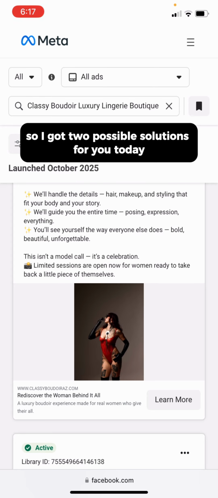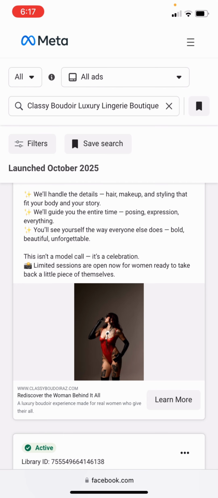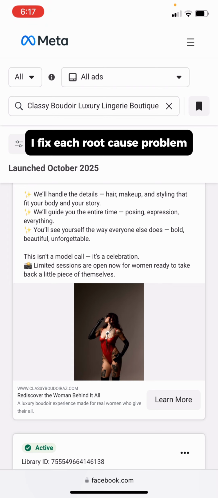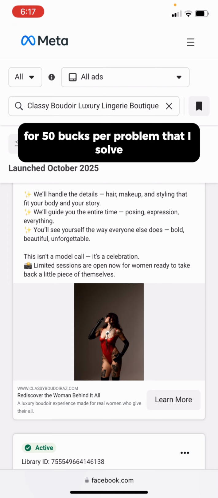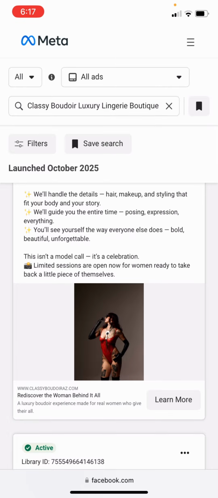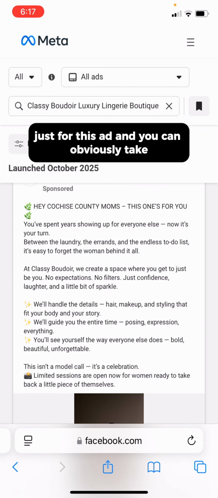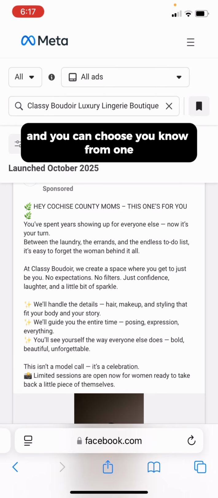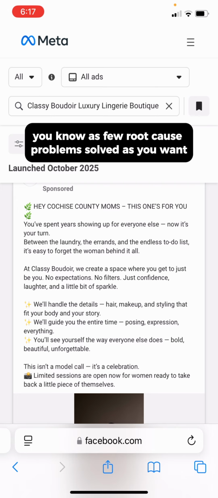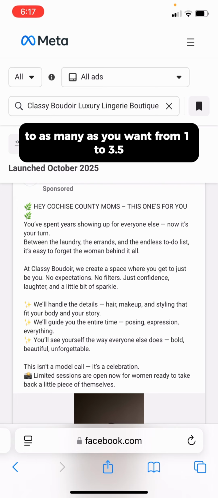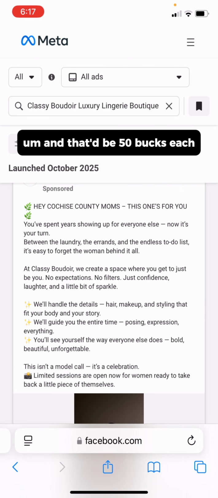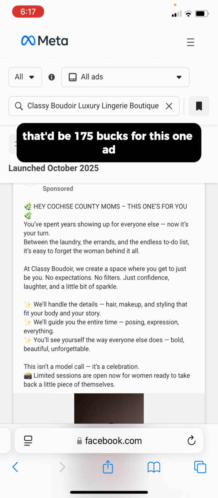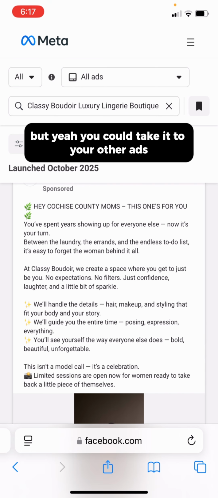So I got 2 possible solutions for you today. Solution one is I fix each root cause problem for $50 per problem that I solve, just for this ad. And you can obviously take it once it's fixed and copy it to your future ads. And you can choose as few root cause problems solved as you want to as many as you want, from 1 to 3.5. And that'd be $50 each. That'd be $175 for this one ad. But yeah, you could take it to your other ads.